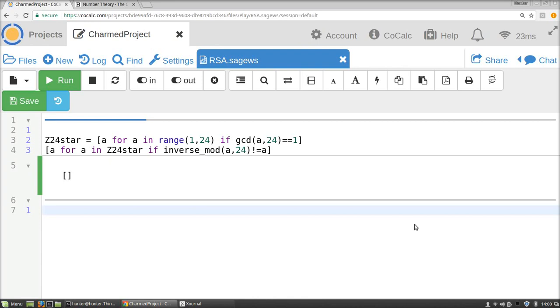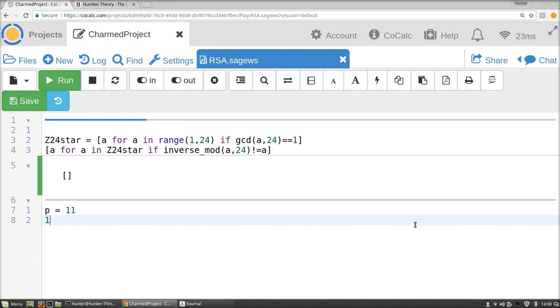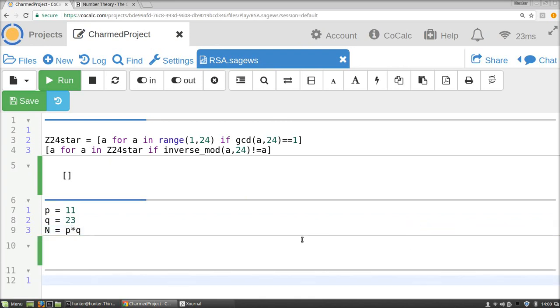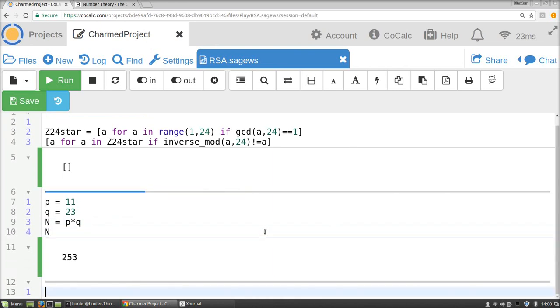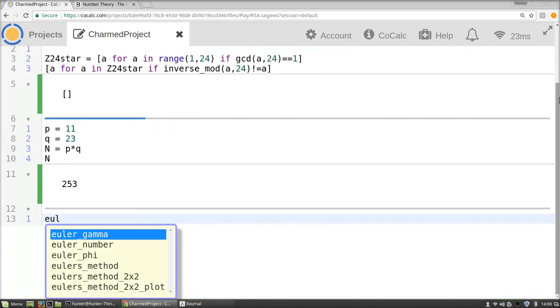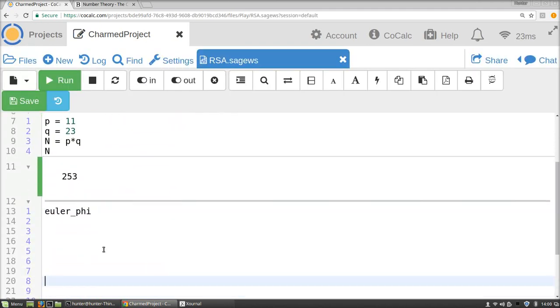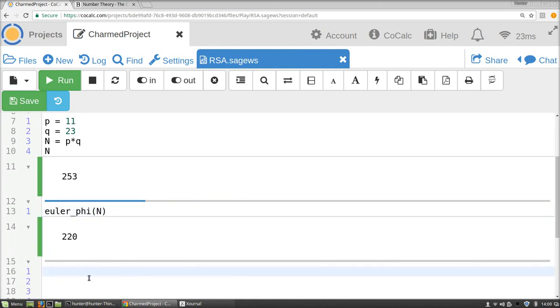So maybe we should just work right here. So let's say P is equal to 11 and Q is equal to 23. Those are both primes, right? Then N is equal to P times Q. What is N? Let's see. So N turns out to be 253. So now let's pick, by the way, Sage can do Euler phi. I'm going to open up a little more space here. So let's do Euler phi of N, which turns out to be 220.